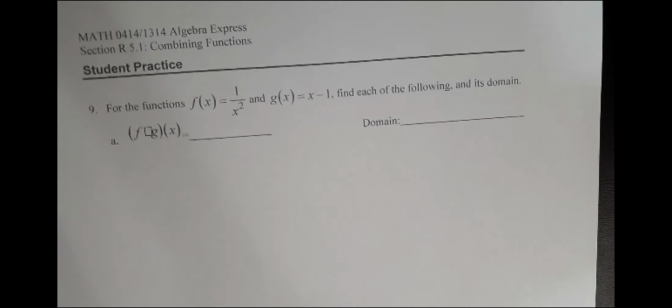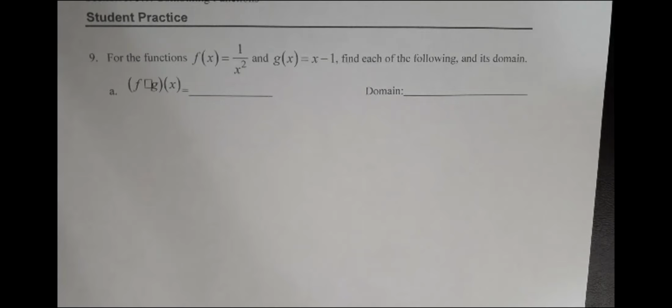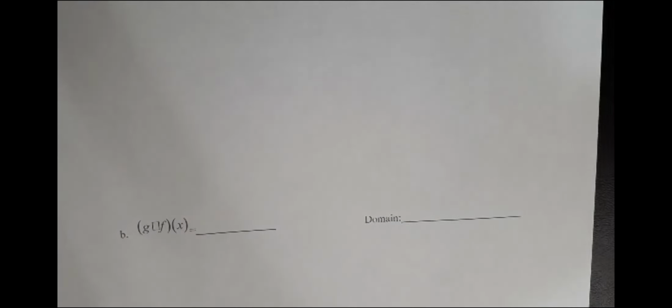one last example. This is student practice, so you should be getting these. For the function f of x equals 1 over x squared and g of x equals x minus 1, find each of the following in its domain. So f of g, and then we have to do g of f, and then we have to find the domain. So this one's pretty similar to the one that we did previously. It's a little different.